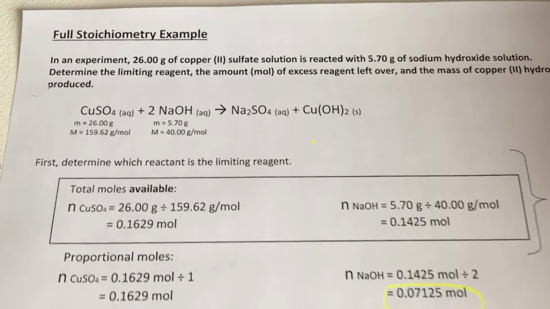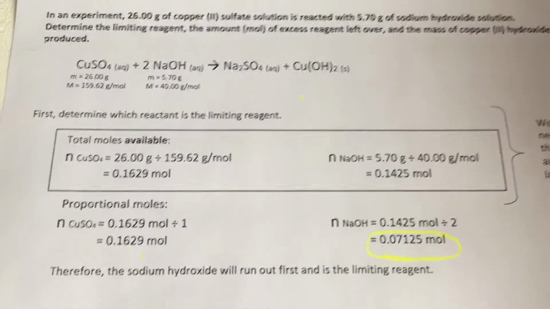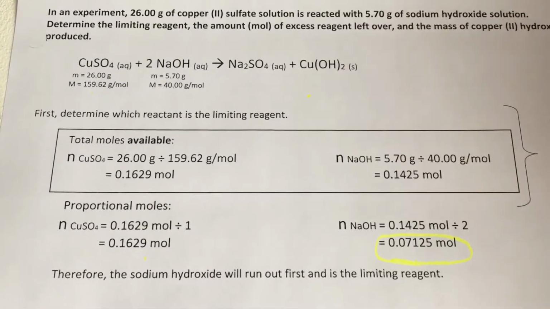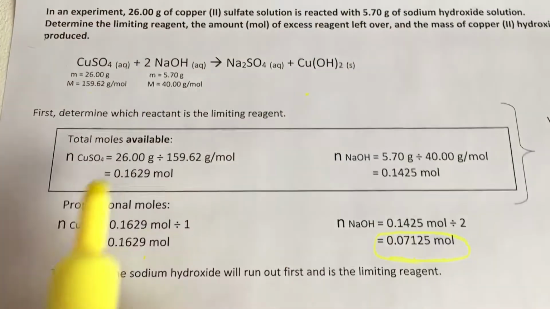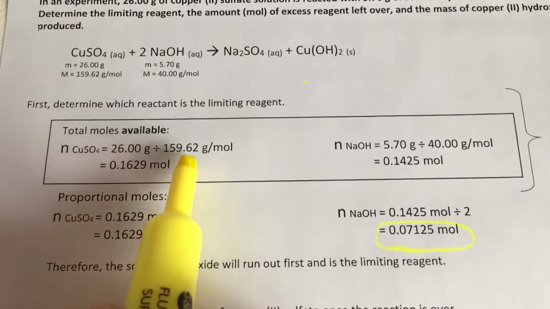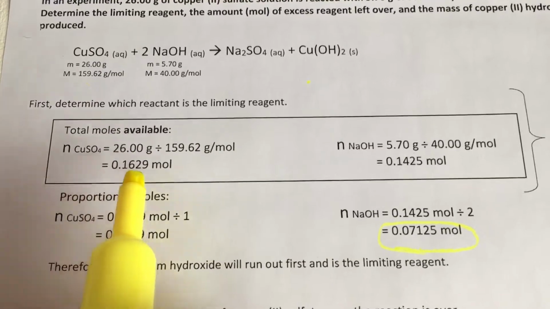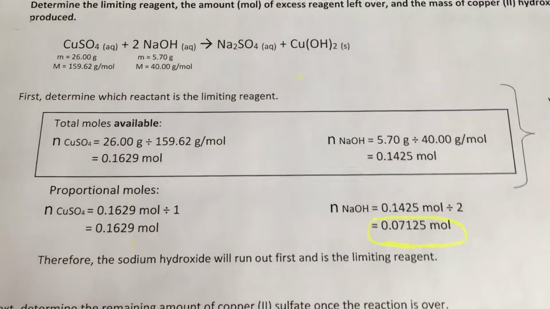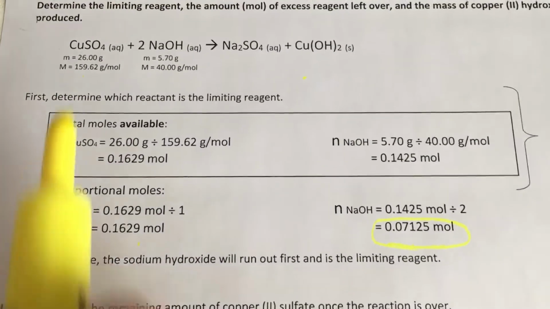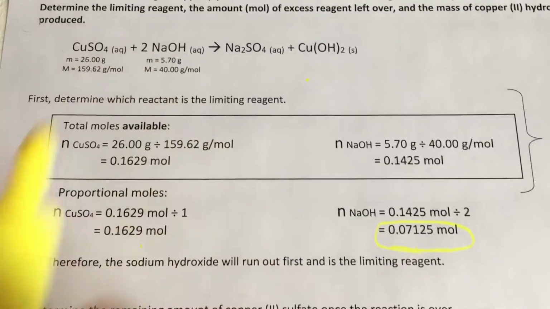So first you are asked to determine the limiting reagent. To do this, you need to figure out the total moles available of each reactant. So we're going to take our mass, divide it by its molar mass, and that gives us the moles. Do that for both. Then you need to find the proportional moles, and you use the molar ratio of 1 to 2 to do that.